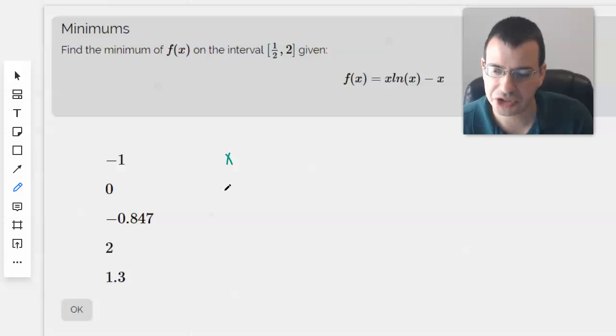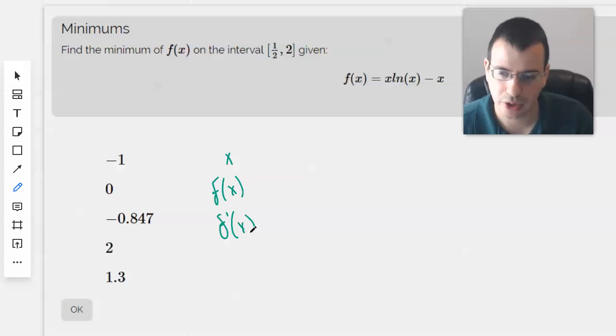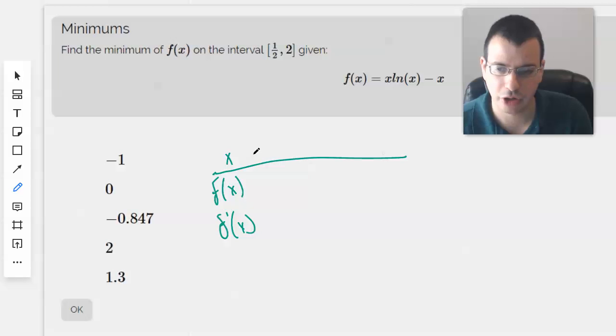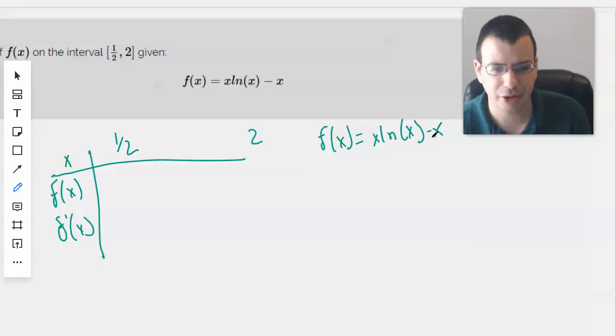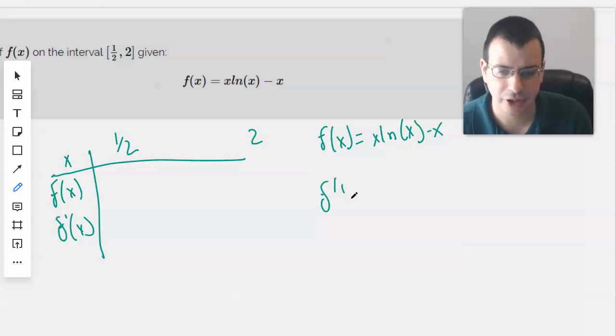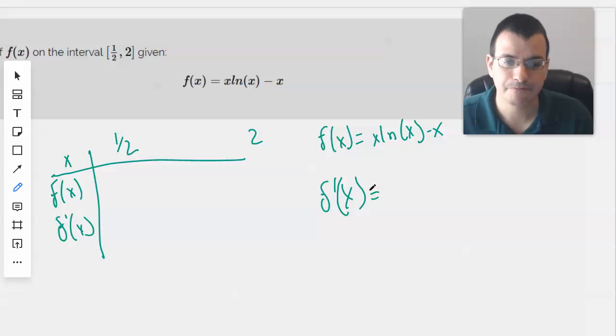So I'll start. I always like to start max and min problems with drawing a little table. So we know we're going to be between 1/2 and 2. We know that f of x, I know it's written up there, but I'm going to write it again. I wonder why I am writing it again. I could probably get away with not doing that. That's okay. Already done.